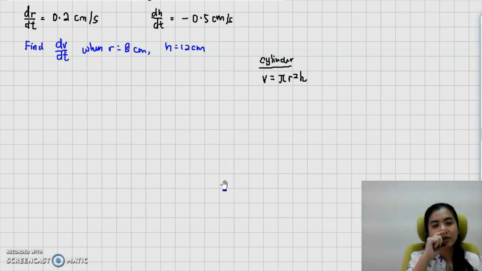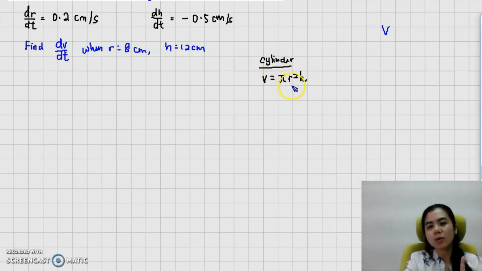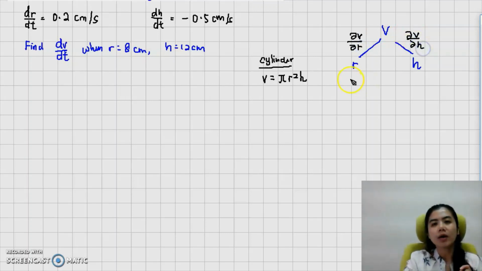So if you look at this, first of all, please analyze first the things that we're going to use in the chain rule later. So if you look at this formula, we're going to draw the tree diagram. So your formula of V has two variables. The first variable is r, and the second variable you can see is h. So this tree diagram tells you that you have two variables, so you will use partials. So you have del v del r, and this is del v del h. Okay, let's just go further.